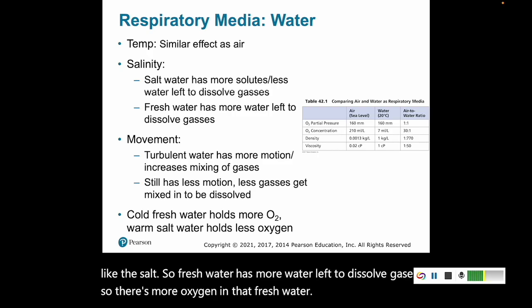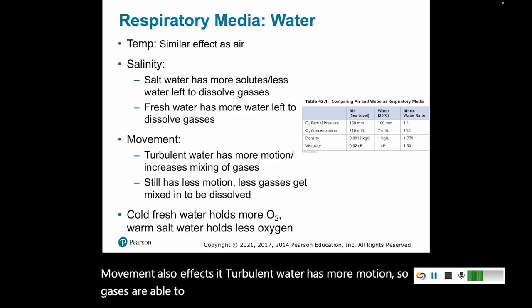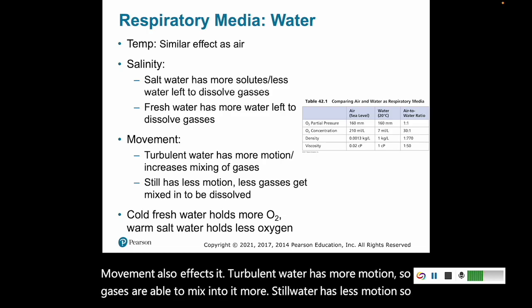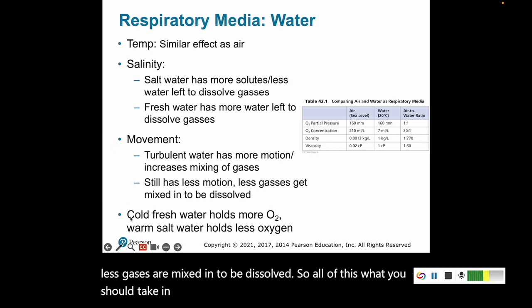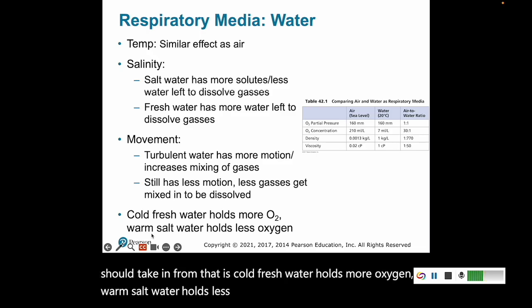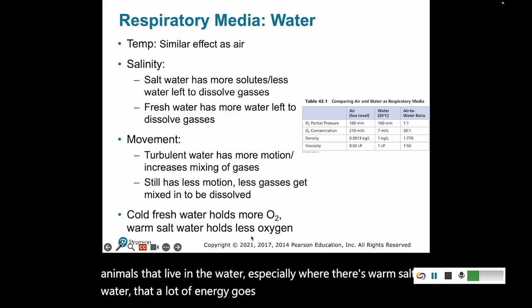Movement also affects it. Turbulent water has more motion, so gases are able to mix into it more. Still water has less motion, so fewer gases are mixed in to be dissolved. So all of this, what you should take in from that is cold, fresh water holds more oxygen. Warm, salt water holds less oxygen. And we're going to see in these animals that live in the water, especially where there's warm salt water, that a lot of energy goes into getting that oxygen out of the water into their bodies to use.